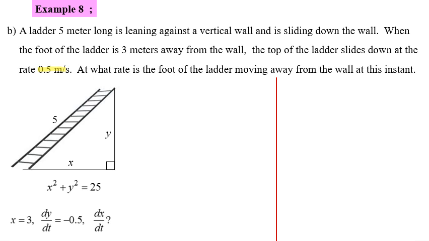A ladder 5 meters long is leaning against a vertical wall and is sliding down the wall. When the foot of the ladder is 3 meters away from the wall, the top of the ladder slides down at the rate 0.5 meter per second. At what rate is the foot of the ladder moving away from the wall at this instant? Below that is a diagram of the ladder leaning against the wall. Right, so this is the wall, this is the floor.